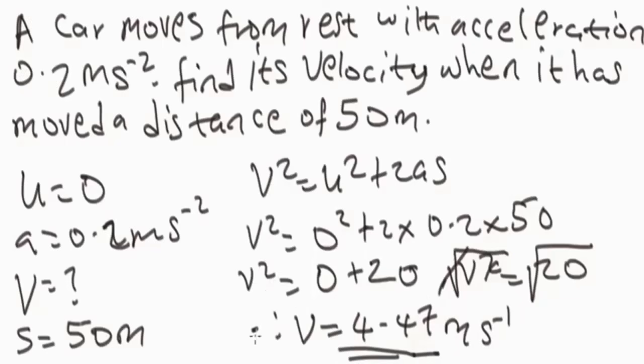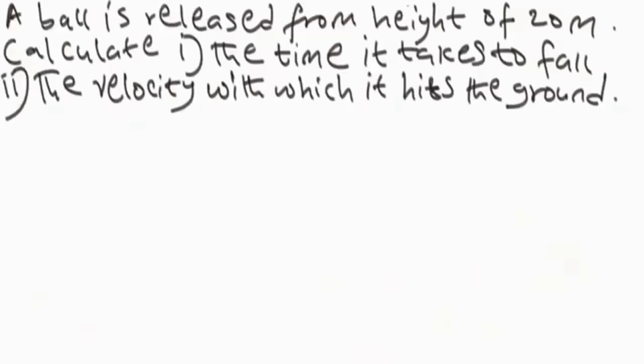Let's look at another question. This question says a ball is released from a height of 20 meters. Calculate the time it takes to fall, and the velocity with which it hits the ground. Since the ball is released from a height, this is a motion under gravity. Let's bring our parameters. We have our distance x to be 20 meters, and we are looking for time first. We don't know time. We have our initial velocity, which is going to be 0, so u will be 0.